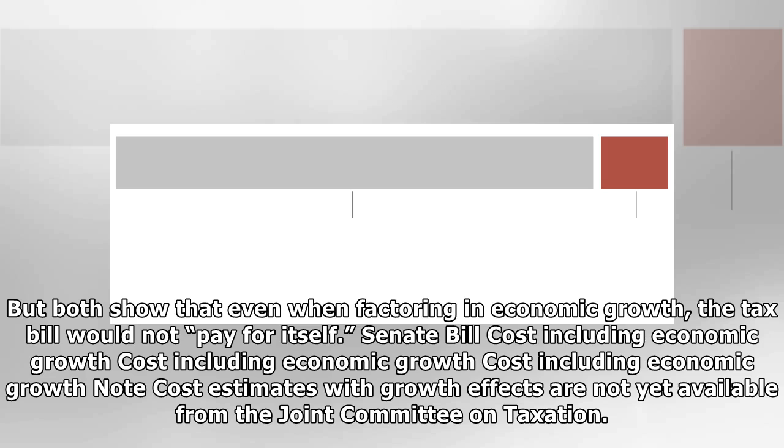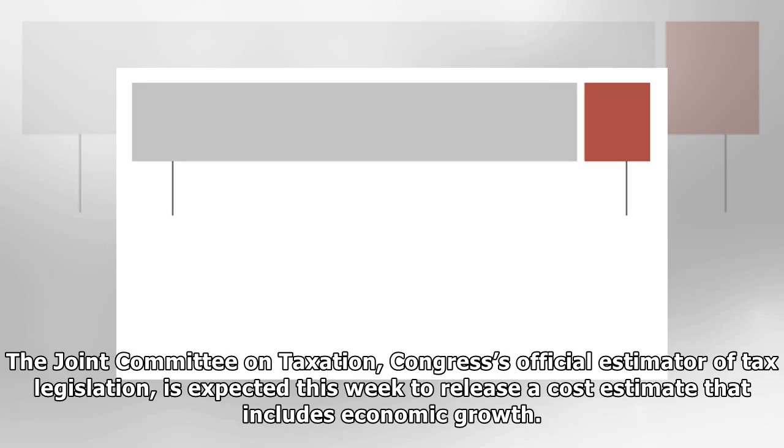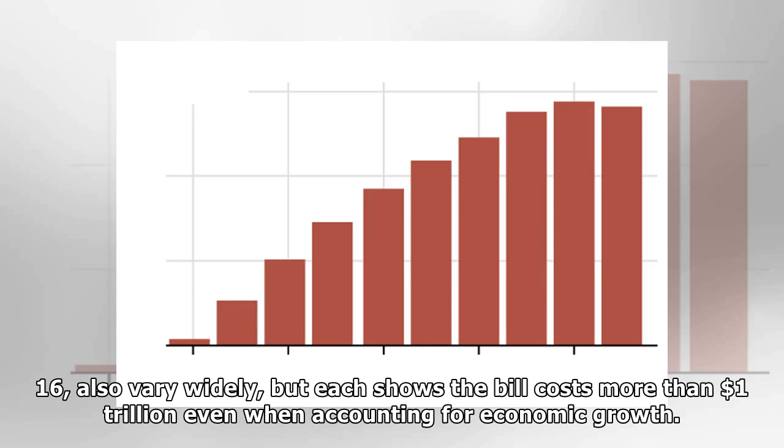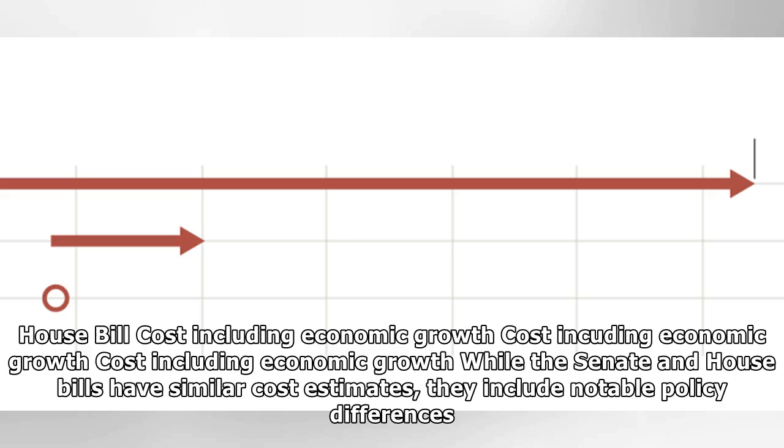Note: cost estimates with growth effects are not yet available from the Joint Committee on Taxation. The Joint Committee on Taxation, Congress's official estimator of tax legislation, is expected this week to release a cost estimate that includes economic growth estimates for the House version of the plan, which passed with 227 Republican yes votes on November 16. Estimates also vary widely, but each shows the bill costs more than $1 trillion even when accounting for economic growth. House bill cost including economic growth.